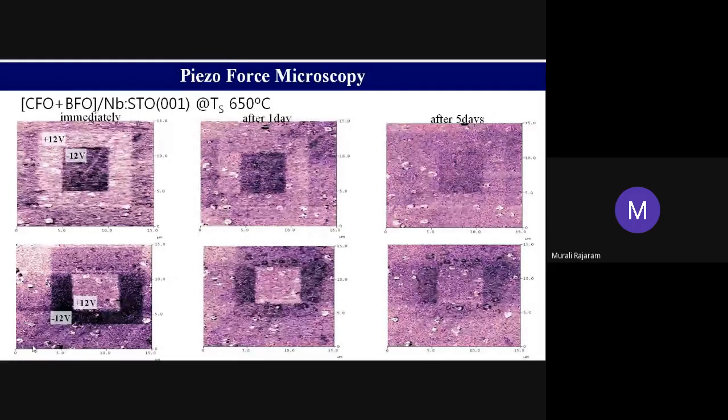And then this one, again, you can switch like a minus 12 volt on this region, and then plus 12 volt on the other region. So this shows that it is ferroelectric, and your MFM image shows that it is ferromagnetic.